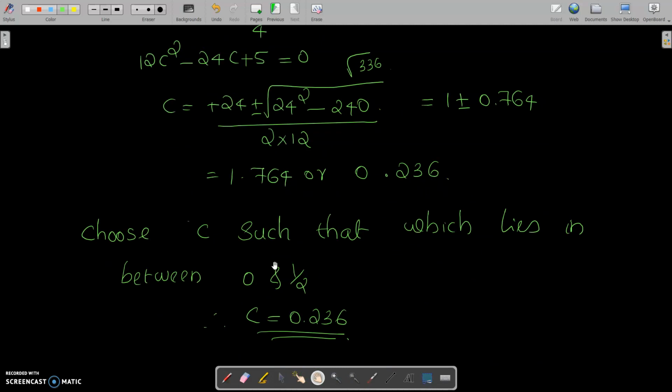0.236. Which type of c should we choose? Choose c such that it lies in between 0 and 1 by 2. So c is equal to 0.236. So we have the answer.